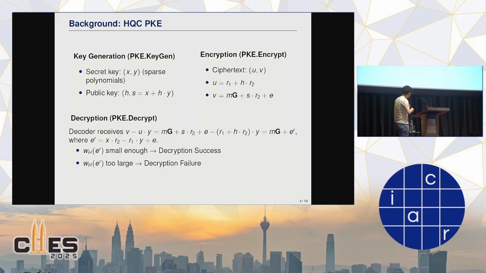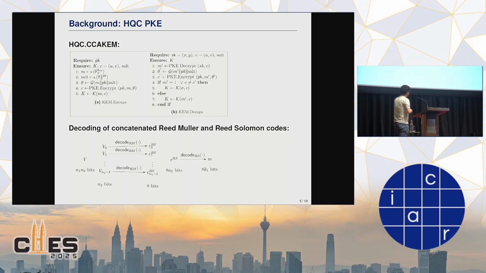With overwhelming probability the decryption succeeds, so HQC actually provides a rigorous decryption failure rate analysis. In some rare cases the weight is too large, and then you get a decryption failure, but the probability is very, very small. Like other PQC KEMs, HQC achieves IND-CCA security by a CCA transform, like the Fujisaki-Okamoto style transform. So the encaps and decaps look like this.